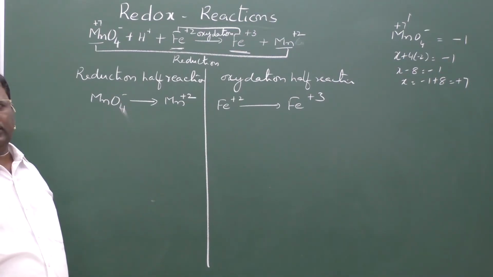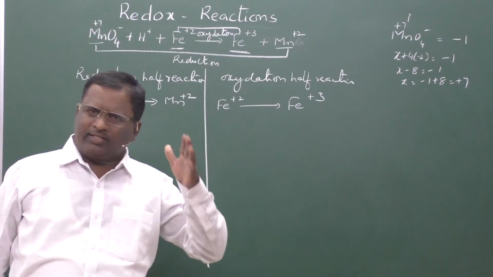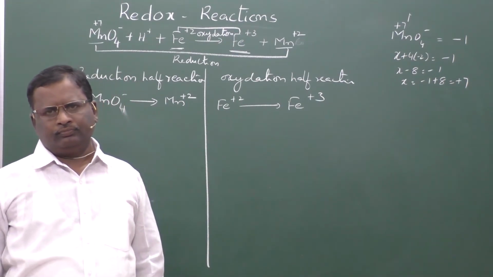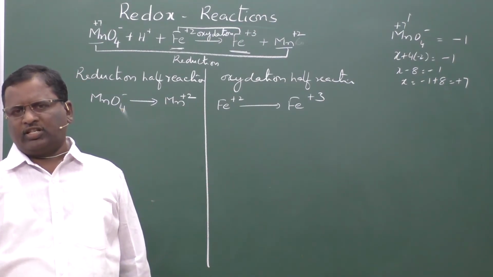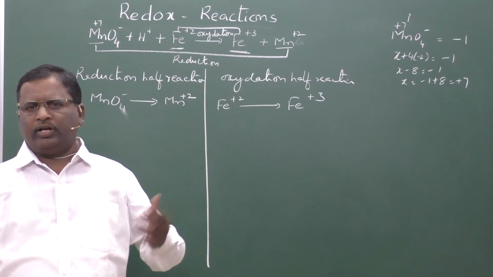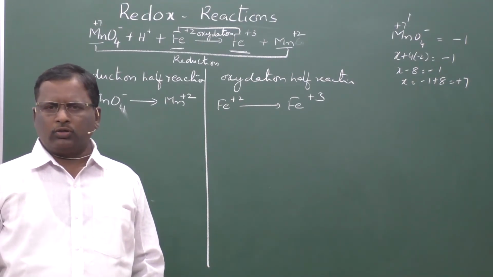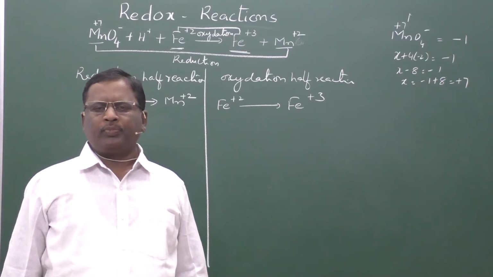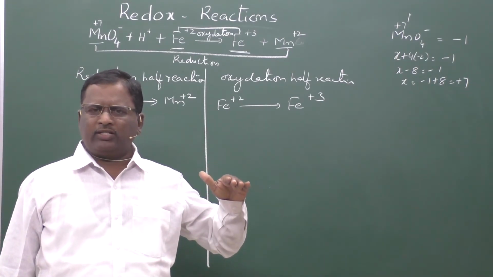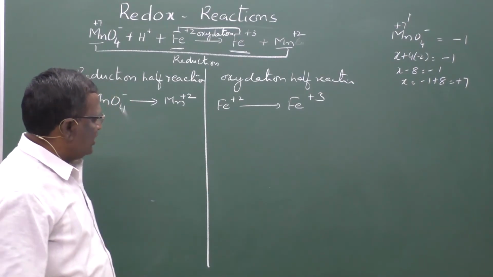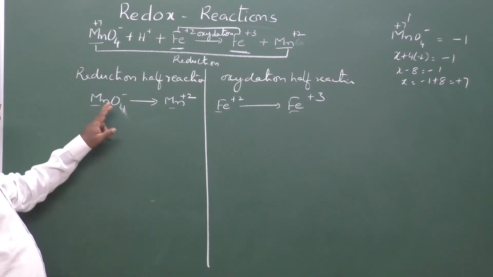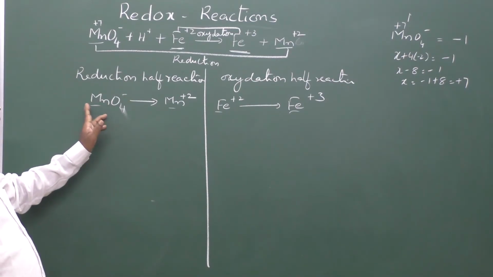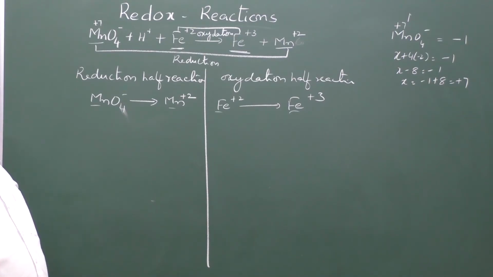For that purpose, first we have to balance the elements other than oxygen and hydrogen, because we have to follow a sequential order to balance the equation in the half reaction method. If you do not follow the sequence, you will not get the final answer properly. Here the elements other than oxygen are Mn, Mn, Fe, Fe. The number of Mn in the reactant side is 1 and in the product side is also 1, so there is no need of balancing. There also there is no need of balancing.